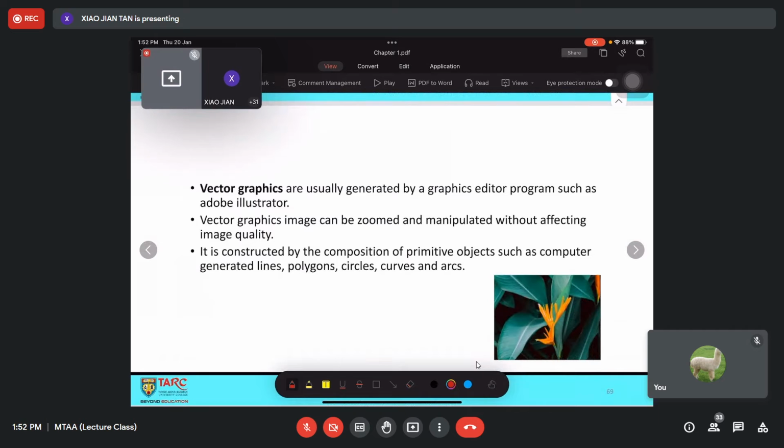So vector graphics are usually generated by a graphic editor program such as Adobe Illustrator. Vector graphics images can be zoomed and manipulated without affecting image quality, as I mentioned before, because they are defined by mathematical equations. Whenever you enlarge or zoom in, it will be redefined by recalculating the mathematical equations. It is constructed by the composition of primitive sub-objects such as computer-generated lines, polygons, circles, curves, and arcs.